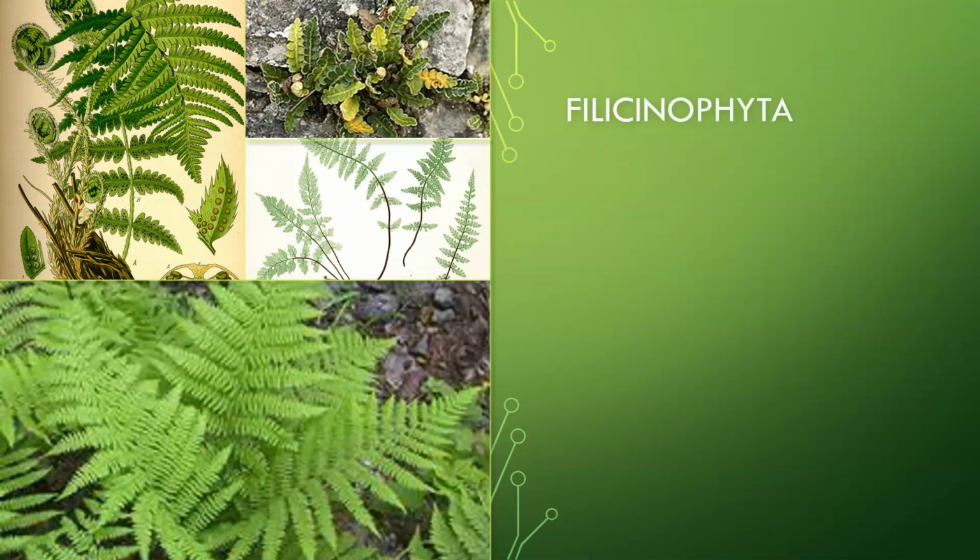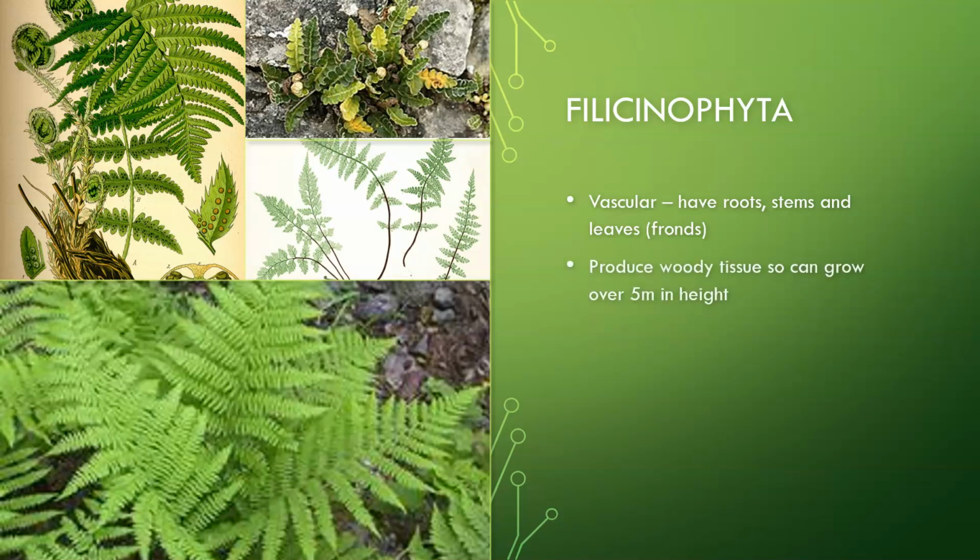I reckon you should pronounce this Filicinophyta. Okay, these are vascular. They have roots, stems, and leaves. We call these leaves fronds. They produce a woody tissue, so can grow over 5 meters in height. So basically, plants need a woody lignin to be able to grow high. Otherwise, they'll just fall over because they don't have a spinal column like we do.